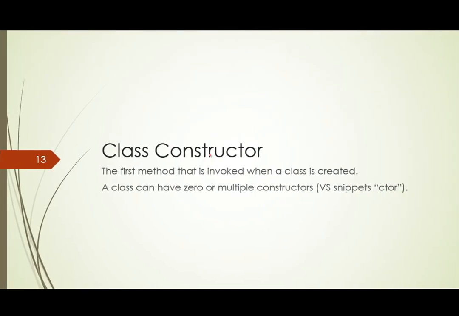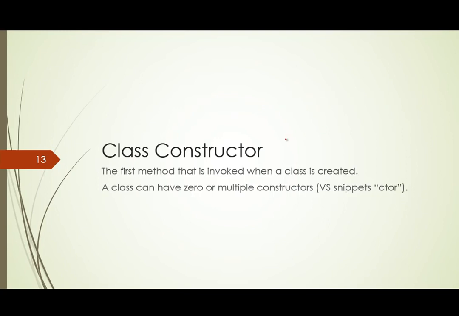So let's see a class constructor, because when a class is created, the constructor is the first method that is invoked. A class could have zero or multiple constructors. Even though a class doesn't have a constructor, it will call the constructor implicitly. So a constructor is always called. Whenever you call new Person, the constructor is implicitly called, even though there is no constructor. When you write a constructor, it is explicitly called.